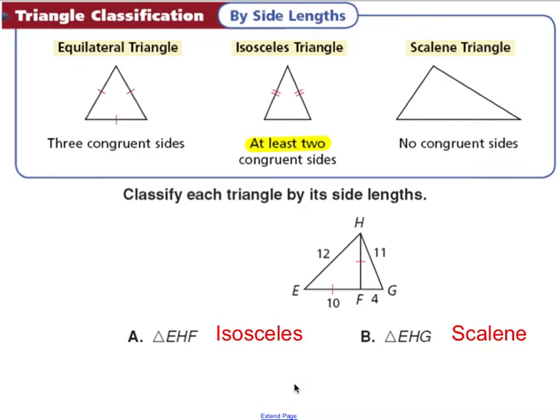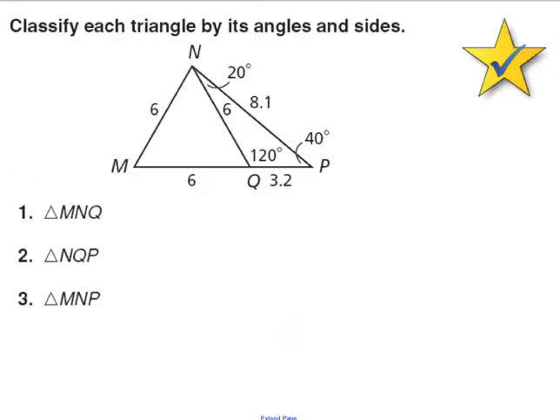So down below you can see that I've classified my triangles. I have triangle EHF. Here it is, EHF. Do you see how this segment here is marked as congruent to this segment there? That means it's isosceles. While segment EHG, I have one side that's 12, I have another that's 11, and I have another side that's 14. Therefore, it's scalene. I want you to press pause on your video and classify these triangles by their angles and also by their sides. And when you're ready to see the answers, press play again.